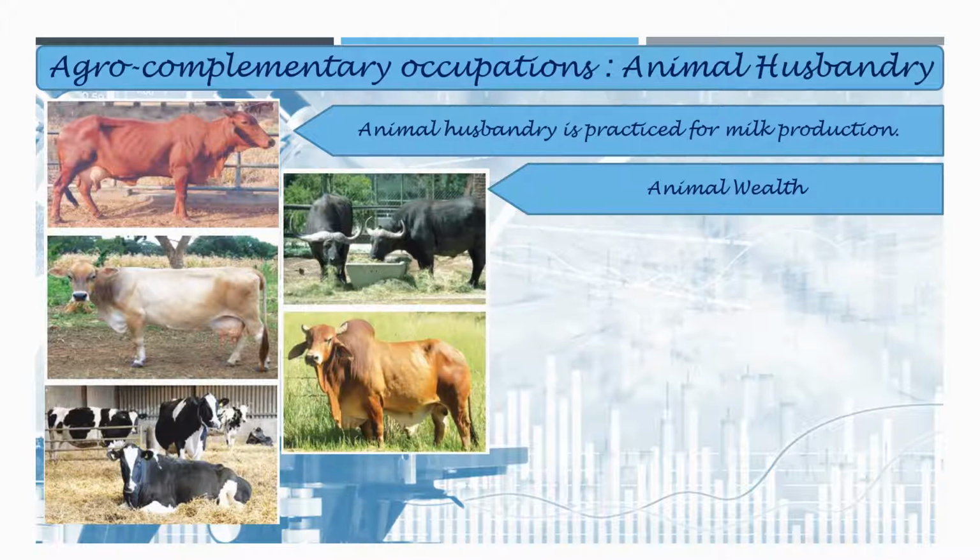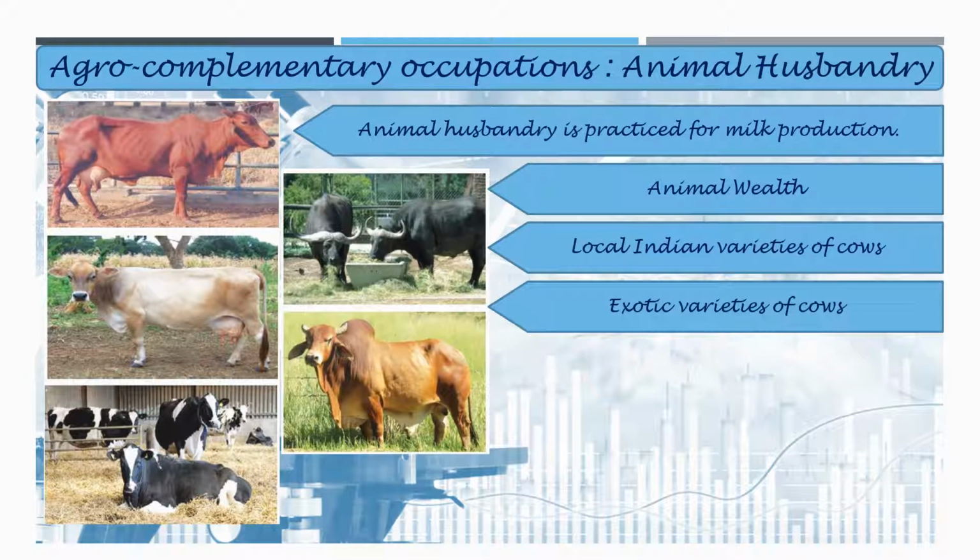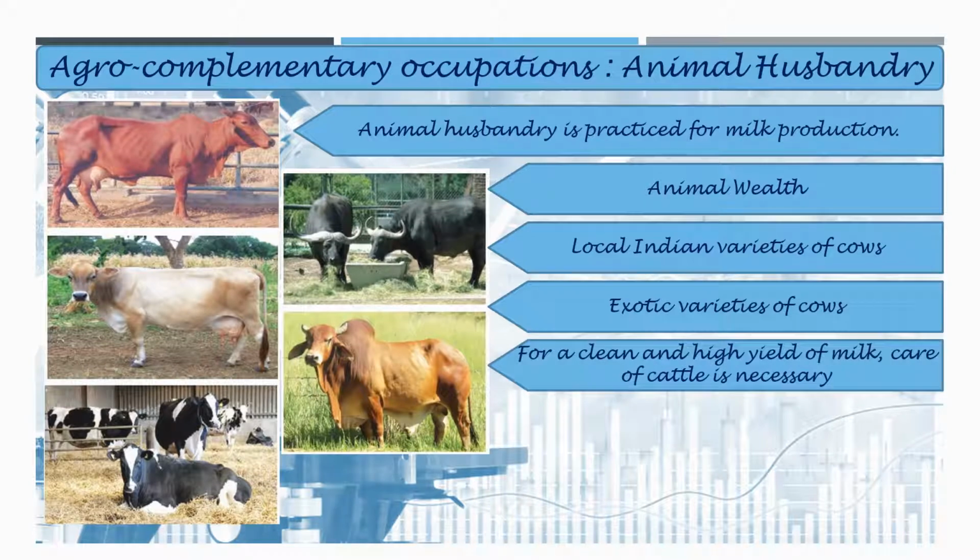Then there are local Indian varieties of cows such as Sahiwal, Sindhi, Gir, Lal Kandhari, Devni, Killari, Dangi, etc. There are also exotic varieties of cows such as Jersey, Brown Swiss, Holstein, etc. And for a clean and high yield of milk, care of cattle is necessary.